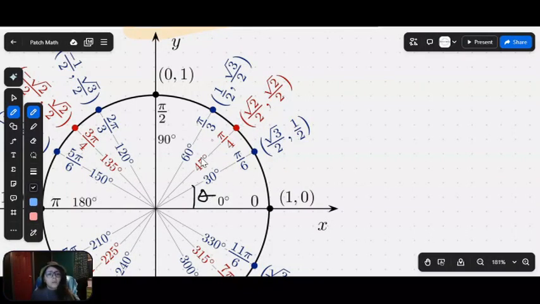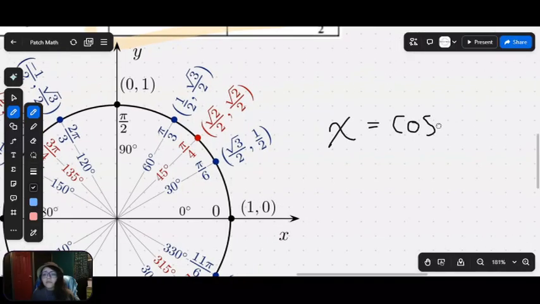So the theta is our angle, and we are going to output a side length. Depending on what we're dealing with, x or y will determine cosine or sine. So x on our unit circle is our cosine, super important. X is equal to the cosine of your theta, all right? And y is equal to your sine.